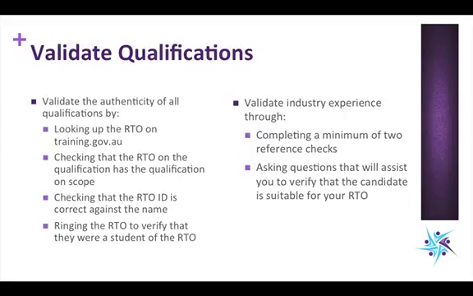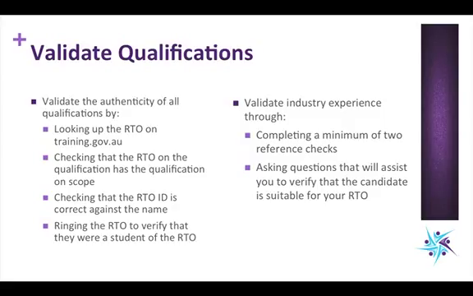So the first thing you should do is get the certificate, look up the RTO on training.gov.au and check that it actually is a real RTO. Check that the RTO actually has that qualification that you're holding on their scope of registration, or at the time when they were issued the certificate, it was on their scope of registration. Check that the RTO ID is correct against the name. You could also ring the RTO and verify that they were a student of the RTO.